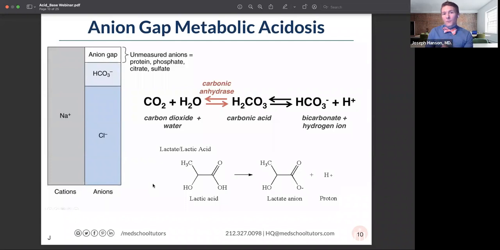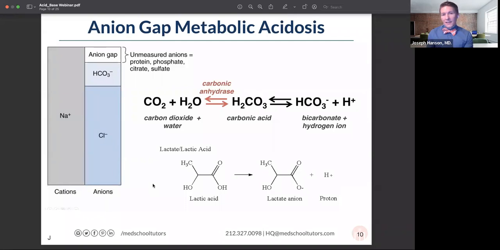And this will hold true for any new acid that enters the body, whether we ingest it, like aspirin toxicity, or whether it's produced, like ketone bodies or lactate. Therefore, any kind of new acid in the body means anion gap. The easiest way to remember that is mud piles.